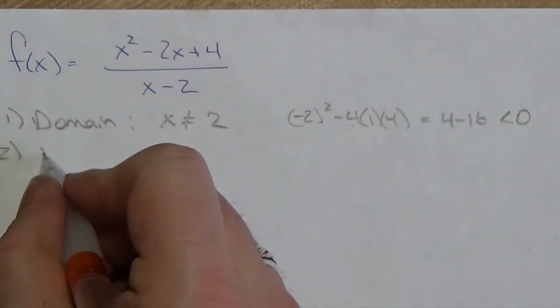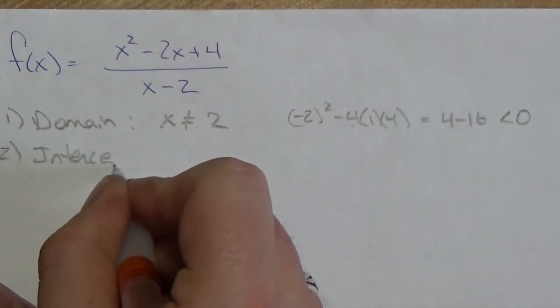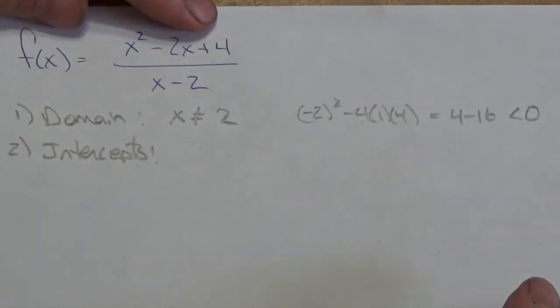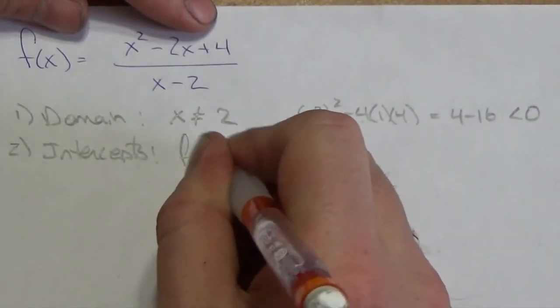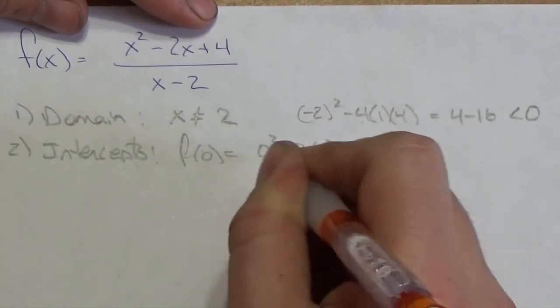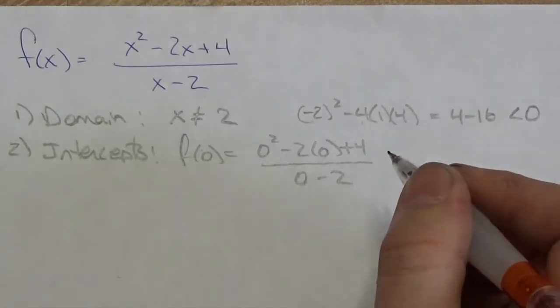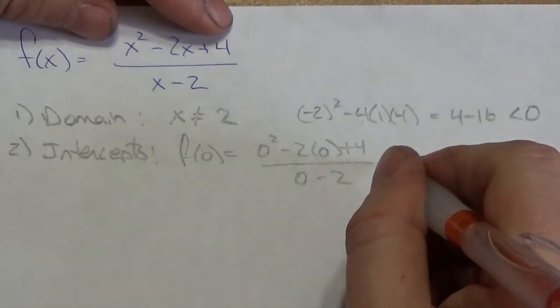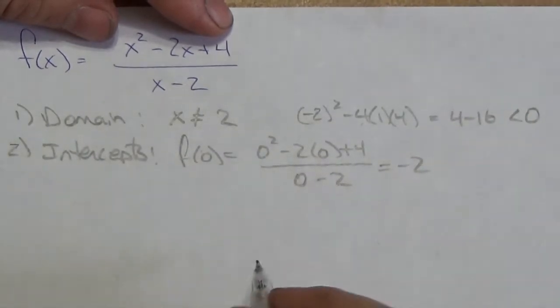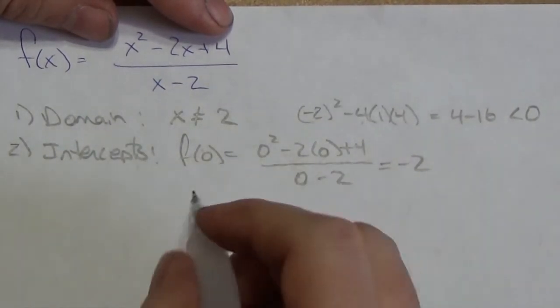Two, intercepts. Okay, well, first of all, let's take a look at the y-intercept here. So f at 0 will be 0 squared minus 2 times 0 plus 4 over 0 minus 2. And it doesn't take much to figure out that that's going to be negative 2. So our y-intercept there is going to be negative 2.